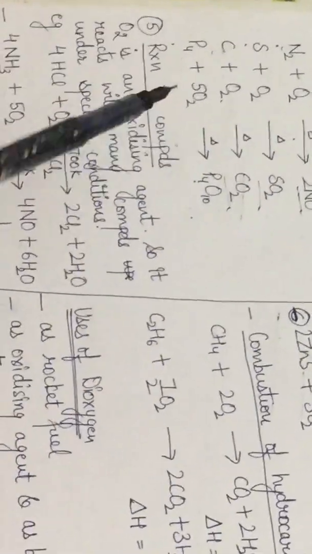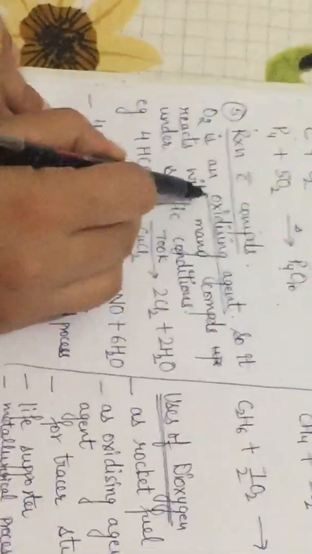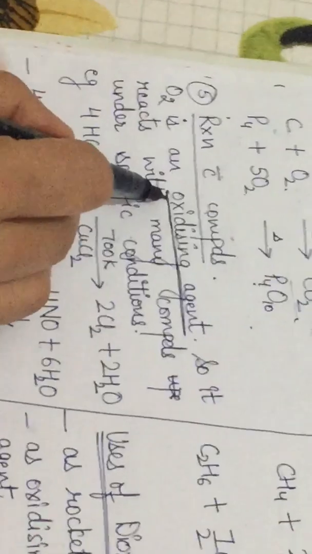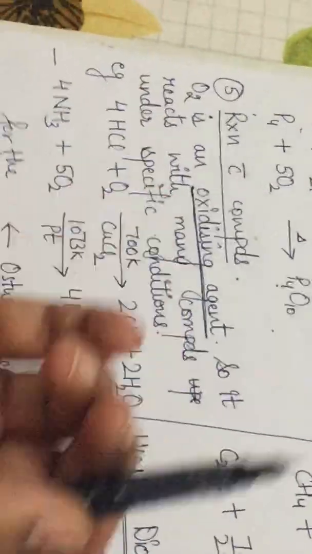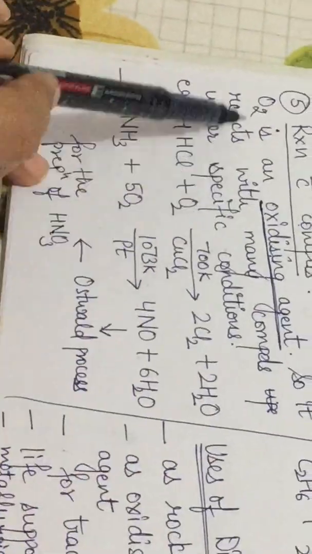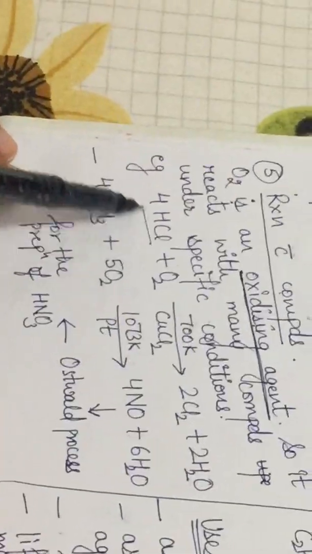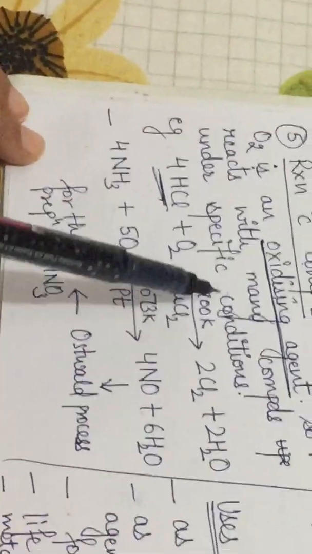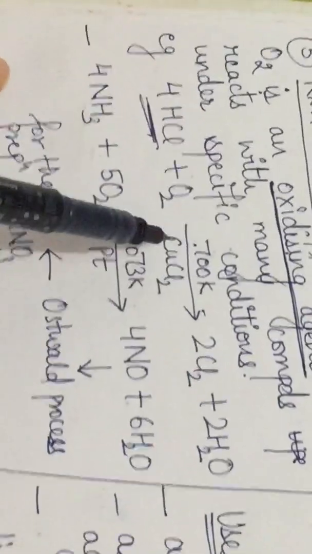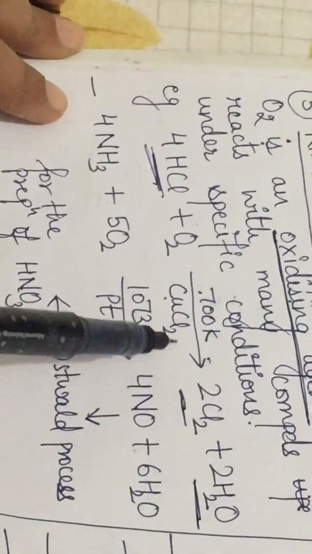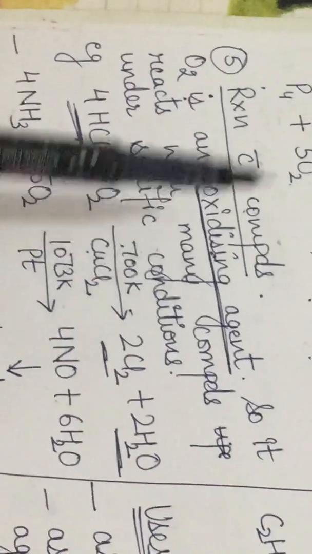The next reaction is reaction with compounds. Oxygen is a very good oxidizing agent. What is an oxidizing agent? It is a substance which helps in the oxidation of another substance. So it reacts with different compounds and forms different products. For example, with HCl, at 700 Kelvin, it reacts with cupric chloride and forms chlorine and water. Now in this reaction the oxygen acts as an oxidizing agent.